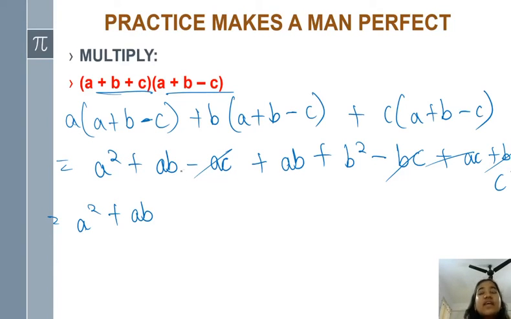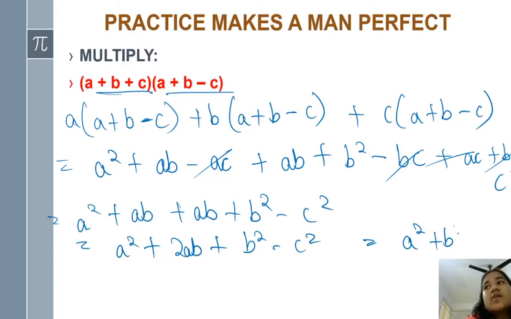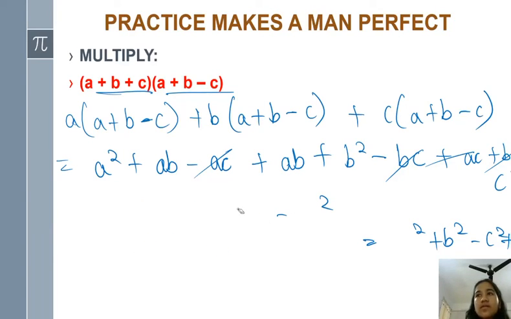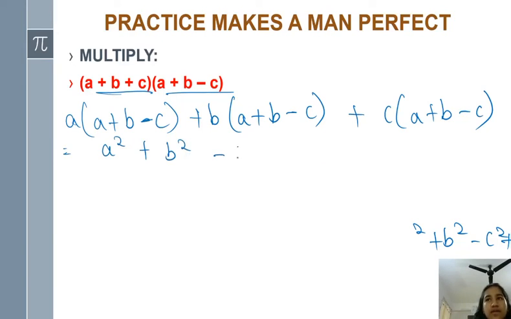If another question jumps in, then all the charm is going to break. Okay, I'll be solving it and then I'll write the answer in short. I'm going to take this whole space for solving. A square plus ab plus ab plus b square minus c square is equal to a square plus 2ab plus b square minus c square, which is a square plus b square minus c square plus 2ab. Yes, so we are done. Next question you can arrive.